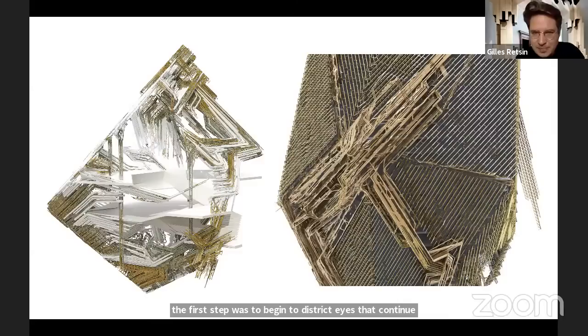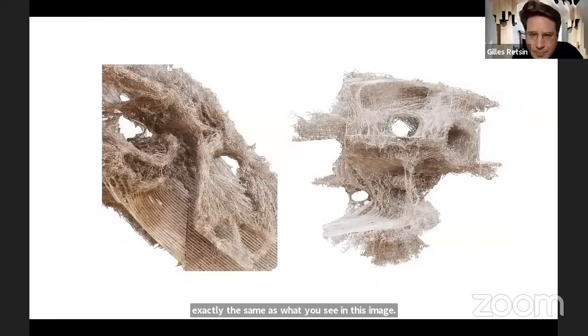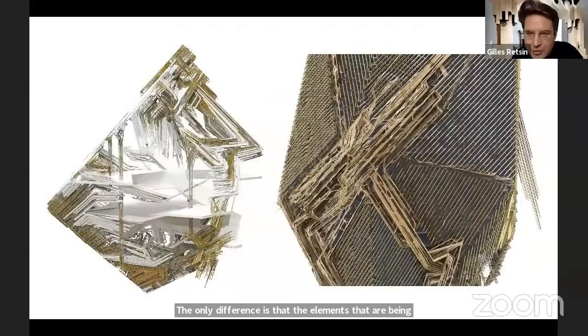So what you see here is actually exactly the same as what you see in this image. The only difference is that the elements being computed are now so constrained that they can only form straight lines with a specific length, and they can only connect to each other under a specific angle, with the idea that fabricating this would be a little bit easier than the previous one. It could all be made out of bent steel rods.